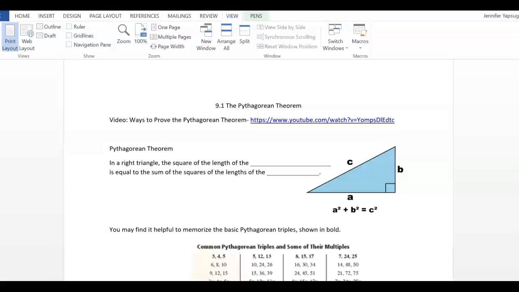Hi girls, so we are starting a new unit and we're going to be taking a look at triangle trigonometry. So we're going back to our geometry, and I thought we would start off with a place that seems probably familiar, the Pythagorean Theorem.